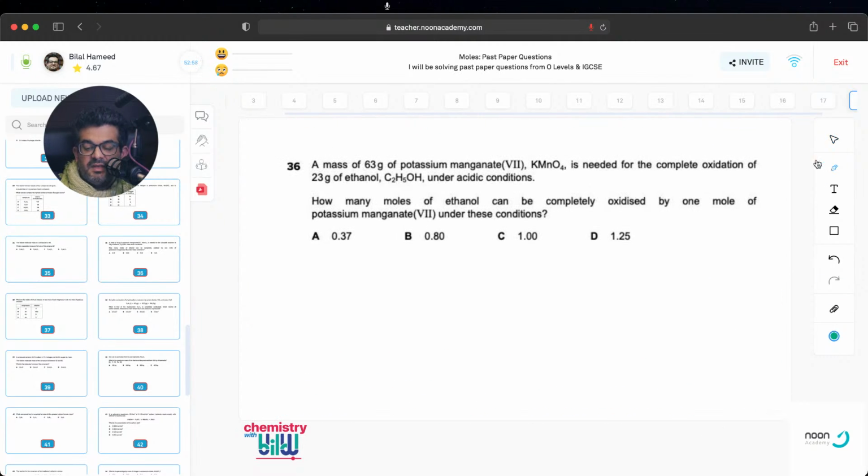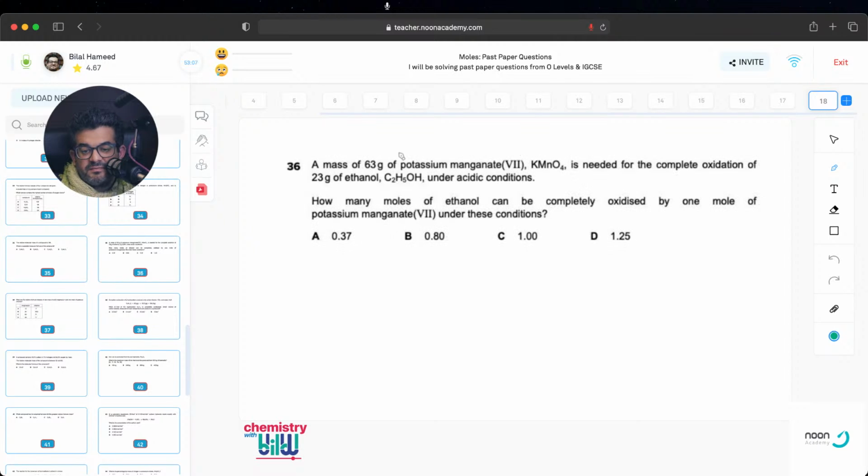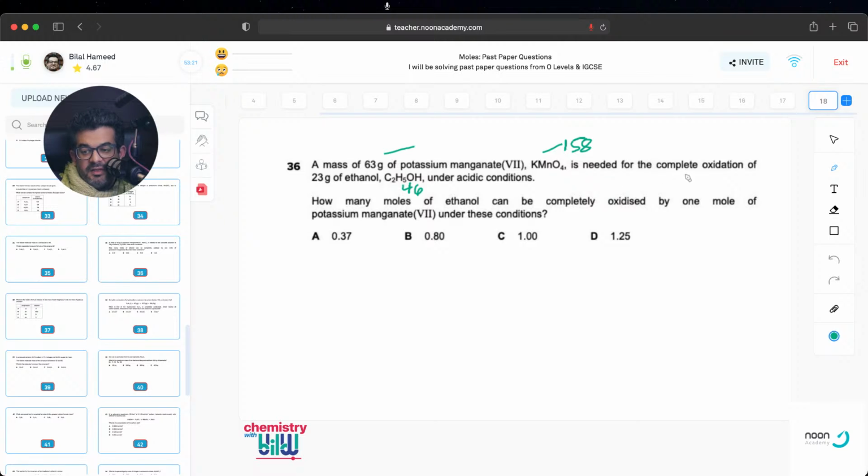So now, what was the thing? Remember it was 158 and 46, right? Okay, 158 and 46. So basically KMnO4 is 158 and ethanol is 46. So now they're telling you that that much KMnO4 is needed to oxidize that much ethanol. That means how many moles of the KMnO4 was that? So for KMnO4, find the number of moles. It's mass over molar mass. 63 over 158.